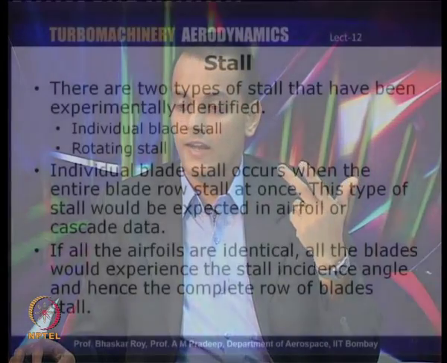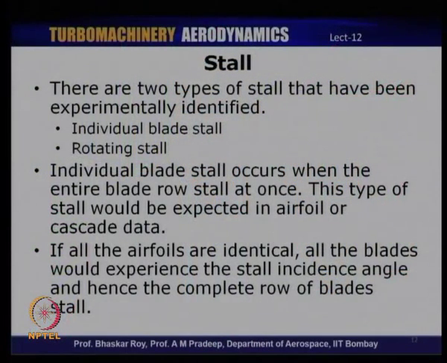In the compressor also we encounter a phenomenon which is in some way similar to what you have learnt in the CL versus alpha curve, for example, that beyond a certain alpha or angle of attack, the airfoil stalls. So, if you look at it from a very simple perspective, compressor stall also in some sense originates from an airfoil stall itself. Now, there are two types of stall that we can associate with compressor operation. One has to do with individual blade stall and the other is known as rotating stall.